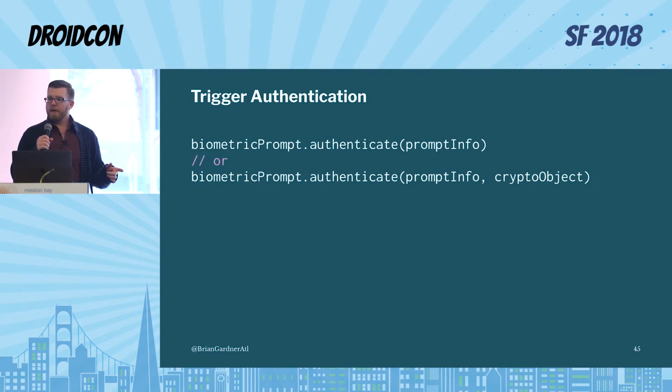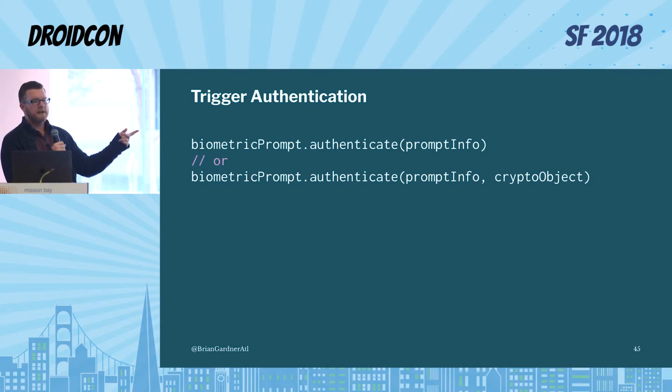Now, when you want to trigger the authentication, in this case, you just call the authenticate method on the biometric prompt, and you pass in the prompt info. So you say, hey, show me a prompt with this information, please, and that'll put it up on the screen. Same as the previous version, if you want to pass in the crypto object, you can do that as well, but in this case, it's the second parameter, not the first, so just take note of that as well.